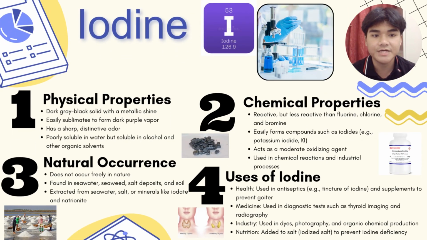Next, we have iodine, which is an important halogen element for both human health and industry use. First, we are looking at physical properties. Iodine is a dark gray-black solid with a metallic luster that readily sublimates into a dark purple vapor. It has a sharp and distinctive odor.